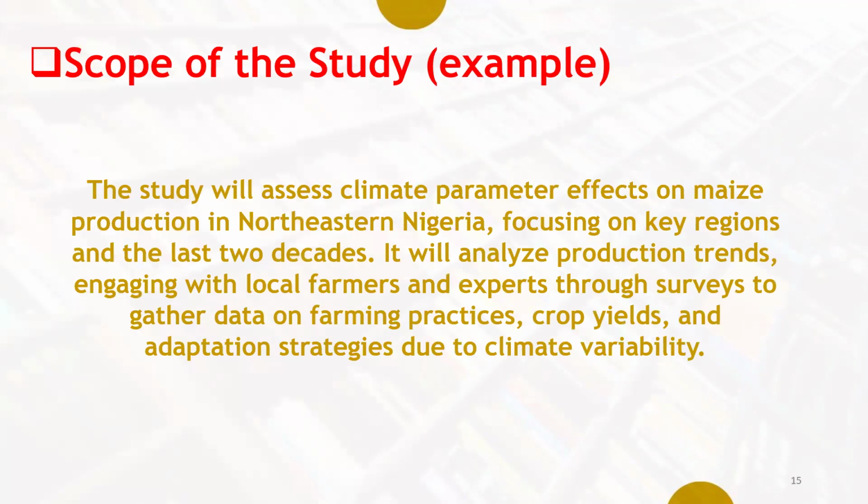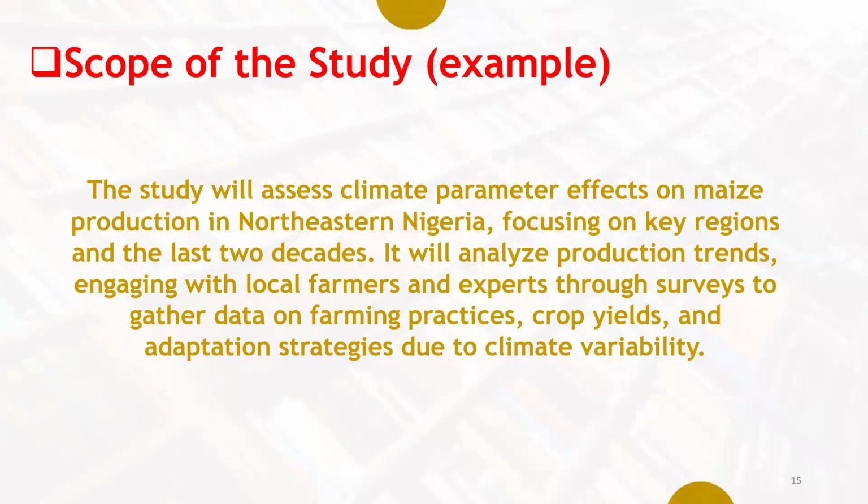The study will assess climate parameter effects on maize production in northeastern Nigeria, focusing on key regions and the last 2 decades. It will analyze production trends, engaging with local farmers and experts through surveys to gather data on farming practices, crop yields, and adaptation strategies due to climate variability. Here is the thing. When you conduct research, narrowing your focus and going deep are what make your study compelling. So for the scope of your study, narrow your focus and go deep.